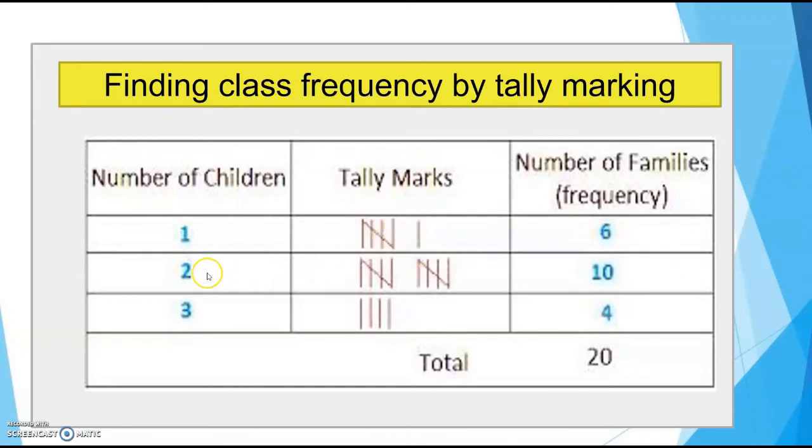Then number of children, 2. Then number of families, 10. So we have to mark the tally marks like this, 1, 2, 3, 4 and 5. Then 6, 7, 8, 9, then 10. Then next one, the family is having the number of children 3, 4. So we have to mark like this, 1, 2, 3 and 4. So the total number of families, 20.